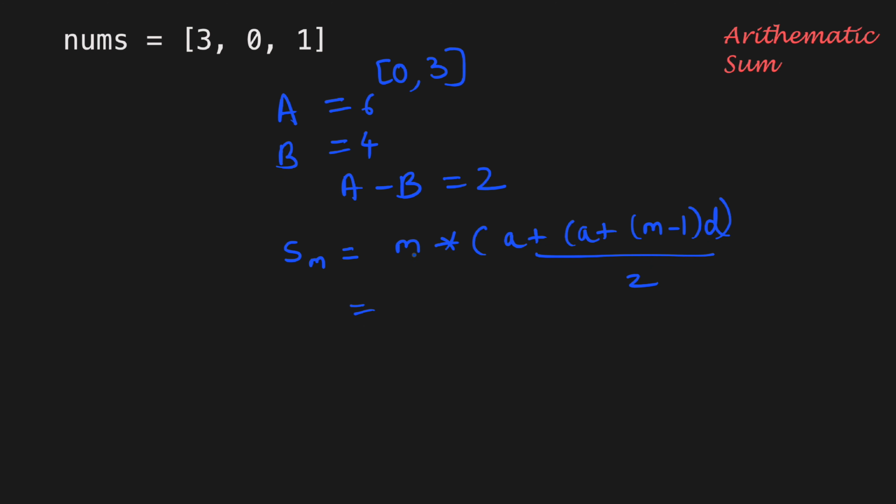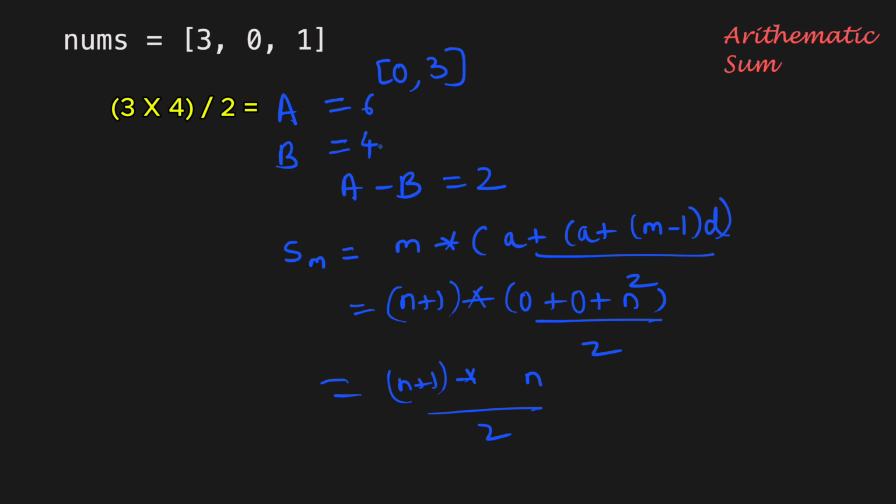So here m is equal to n plus 1 because those are the number of elements in the range, and a is equal to 0 and d is equal to 1. So we can derive our formula as n into n plus 1 by 2. So here n is equal to 3. So the sum of the elements in the range is equal to 6 and the sum of the elements of the array is equal to 4. And again the missing number will be equal to 6 minus 4 equal to 2.